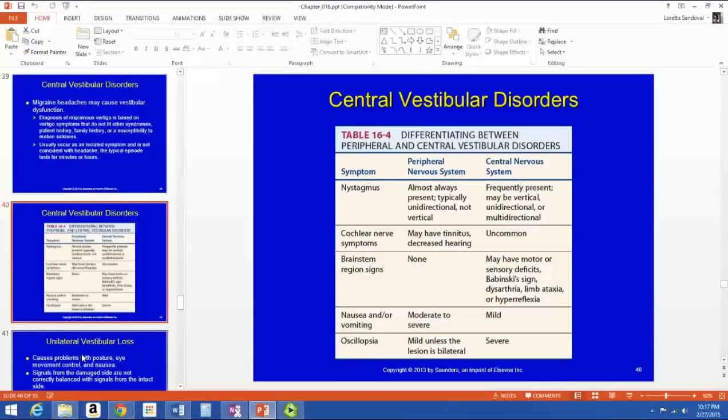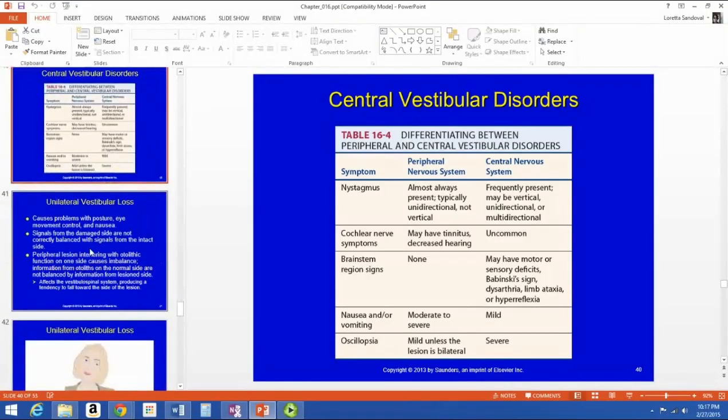So nystagmus, it's almost always present in a peripheral vestibular disorder. It's typically unidirectional and not vertical, and you can habituate to it. Central nervous system, it can be a lot of different directions, and you can't habituate to it. You just never habituate to it. So you can just look down the list, and it's interesting that, obviously as PTAs we're not doing diagnosis, but it's interesting to see how these different things are diagnosed.